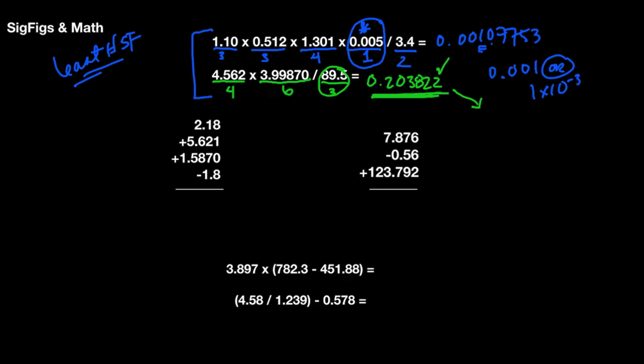So we need 3 significant figures. We're going to go ahead and count them, so that's 1, 2, 3. That's an 8, so that's going to become a 4. So 0.204 is my final answer.